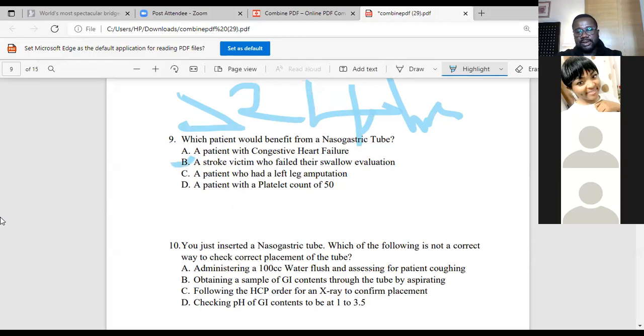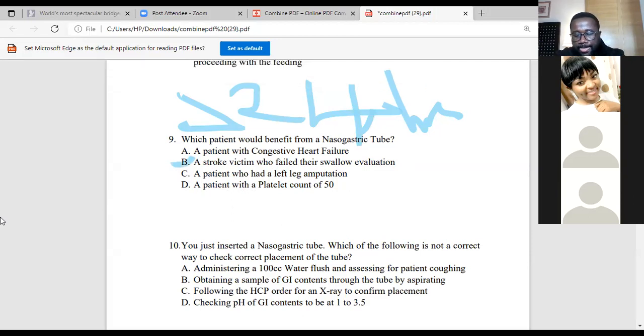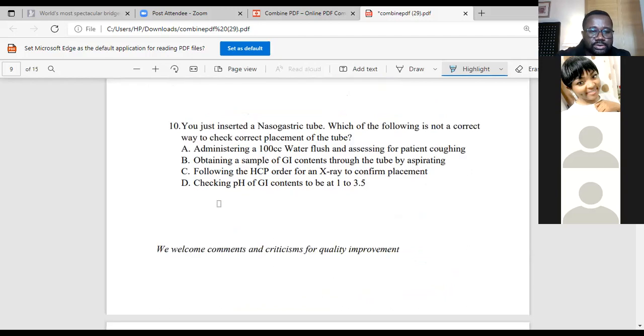You have to check the swallowing ability of the client, and the patient failed. Maybe you give sips of water and the patient aspirates while taking sips of water, then you know that this patient cannot take food orally and we have to insert an NG tube. That is one of the indications for an NG tube.